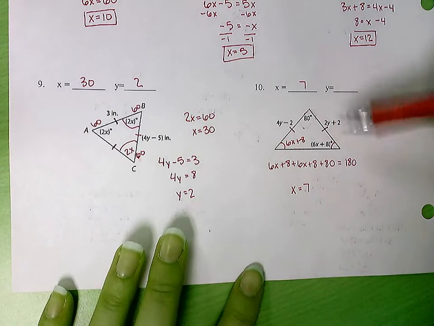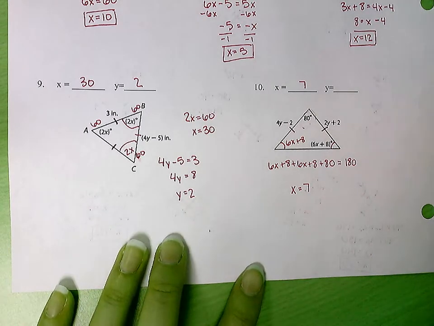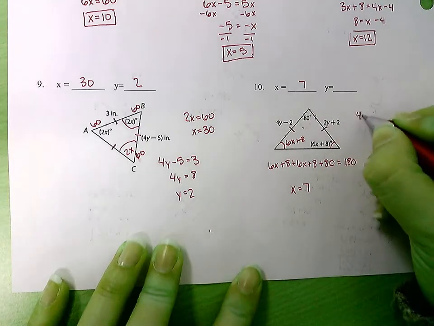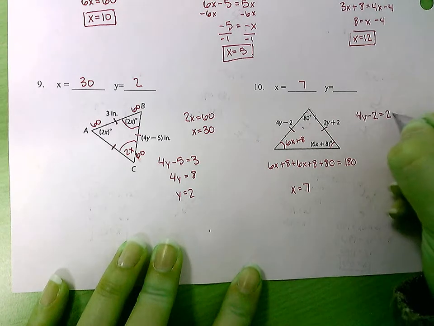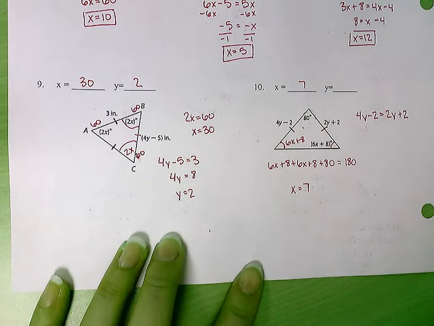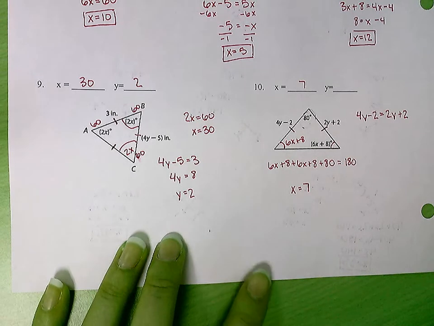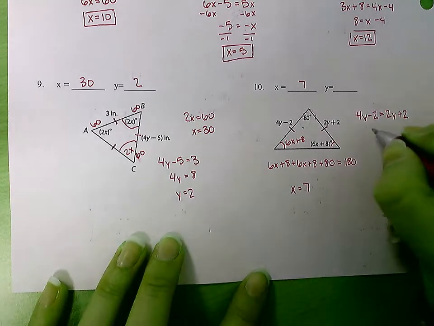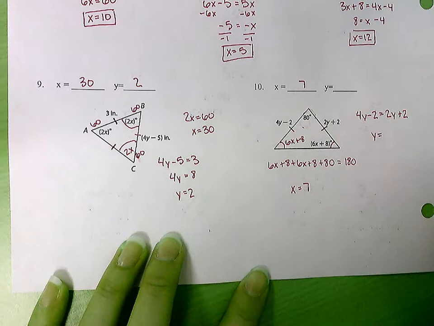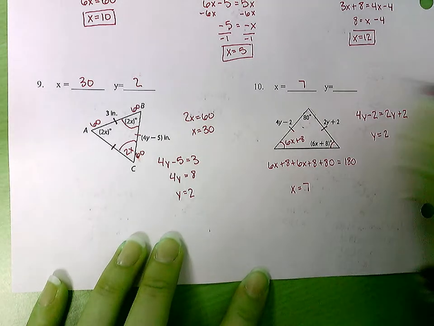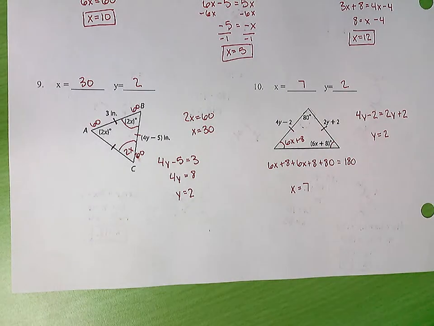Then to solve for y, since these two sides are congruent, I can set those two equal to each other. Okay, so I should get y is equal to 2. Questions on that last problem there?